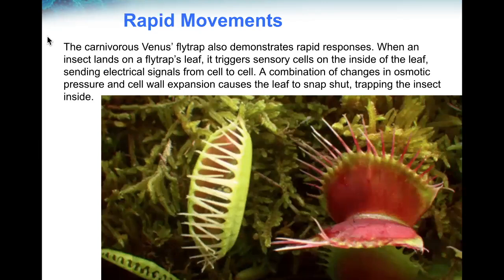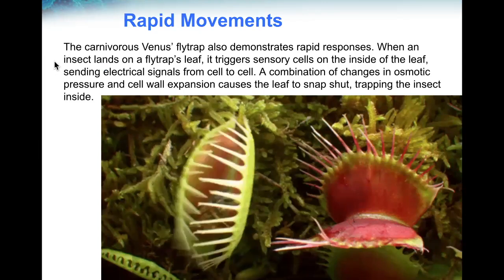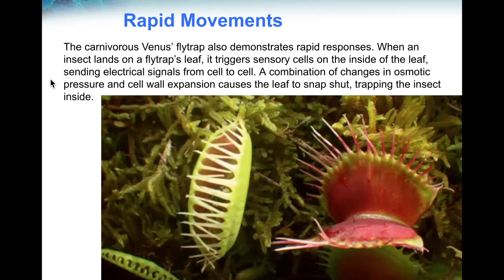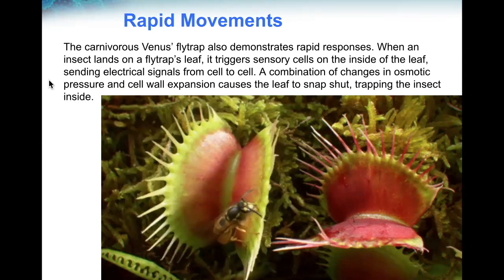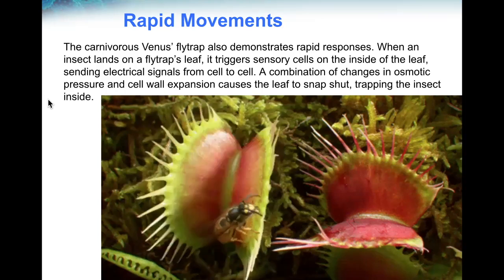The carnivorous Venus flytrap also demonstrates rapid response. When an insect lands on a flytrap's leaf, it triggers sensor cells on the inside of the leaf, sending electrical signals from cell to cell. A combination of changes in osmotic pressure and cell wall expansion causes the leaf to snap shut, trapping the insect inside.